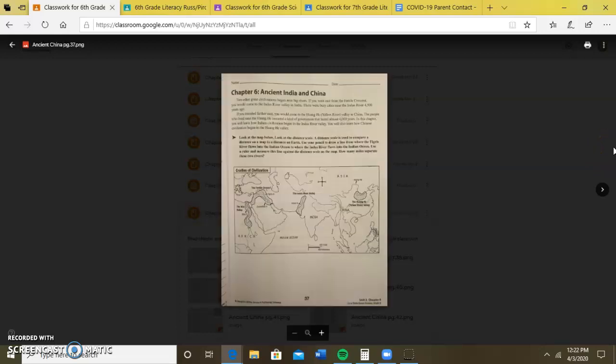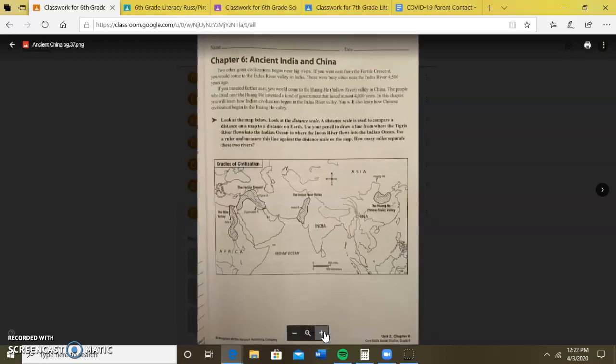So I'm going to read through this. Remember, you can pause and write down some things for your chapter checkpoints. Make sure you are doing that after this as well as your quiz. Okay? So, Chapter 6 Ancient India and China.